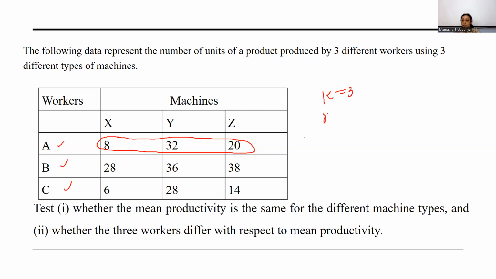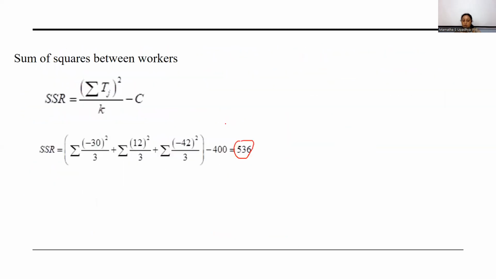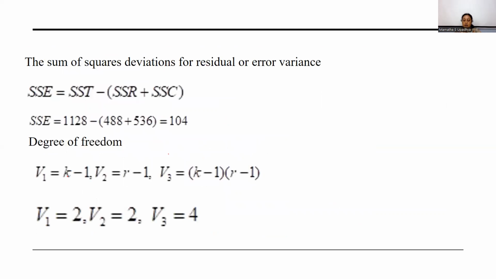And next, similarly, we have R in the formula also. How many R's? R is also equal to 3. What is this R? R represents the workers, right? So we have 3 different workers. Therefore, in this problem, K is 3 and R is also 3. So substituting that, 3 minus 1, we have 2. Similarly, R is 3 here, so 3 minus 1 is 2. And V3 is K minus 1 into R minus 1. So K minus 1 is 2 and R minus 1 is also 2. Therefore, the V3 value is equal to 4.